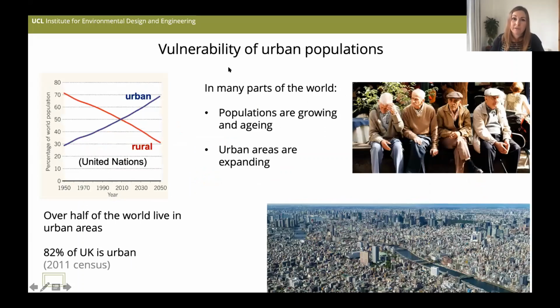We're also interested in urban areas because there's potential that urban populations are quite vulnerable to heat for a number of reasons. Also, over half the world now live in urban areas, and it's projected to carry on increasing in future. In fact, in the UK, we are 82% urban at the last census count, so we are considerably more urban than the average. In many parts of the world, populations are growing and aging, and also urban areas are expanding. So there are a number of risk factors that we need to think about.